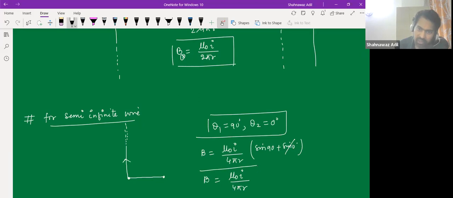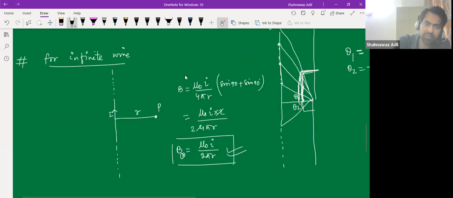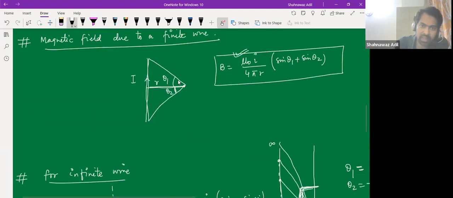So always remember these three results. For an infinite wire, this is the magnetic field. For a semi-infinite wire, this is the magnetic field. And for a finite wire, this is the magnetic field. Okay.